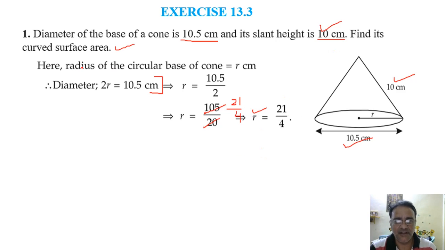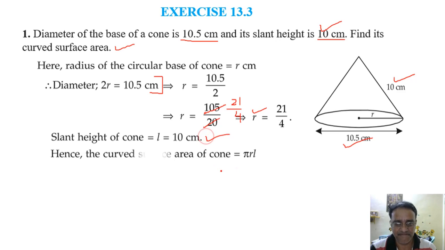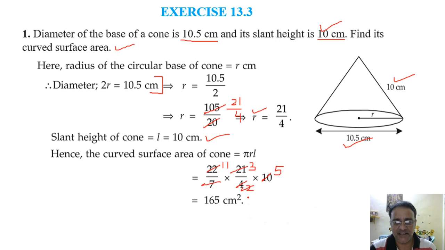Now the curved surface area formula is pi r l. Slant height is already given. Now we'll substitute the value: 22 by 7 into 21 by 4 into 10. So 7 ये दोनों कैंसिल हो गया, and this is 11. 2 से कैंसिल हो गया, फिर ये 2 से कैंसिल कर सकते हैं इसको. So finally what we are getting? 11 into 3 into 5. So 165 centimeter square. Any doubt in this one? No, sir. Okay.